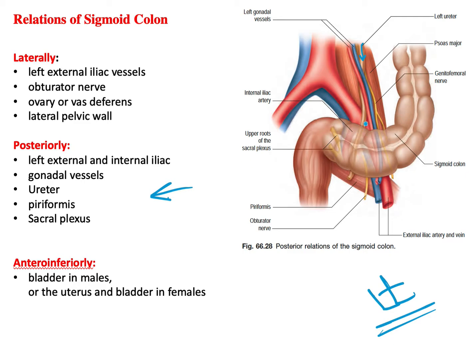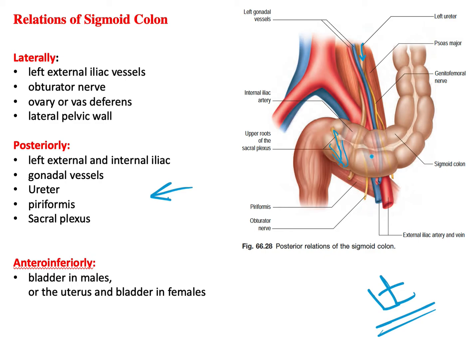Okay, and also you know that the ureter is crossed by gonadal vessels. That means you also have gonadal vessels, and you have the piriformis muscle here, and you have the sacral plexus as well. So what's posterior to the sigmoid? The left internal iliac and external iliac. At the bifurcation here, you also have the ureter crossed by the gonadal vessels, and you have the psoas muscle and sacral parts from the sacral plexus.